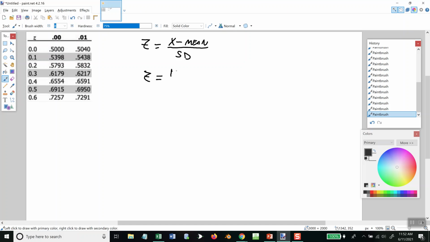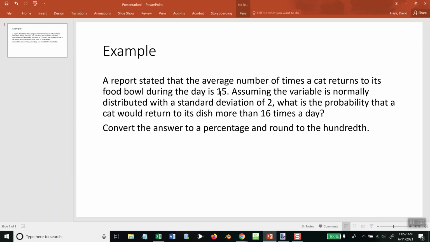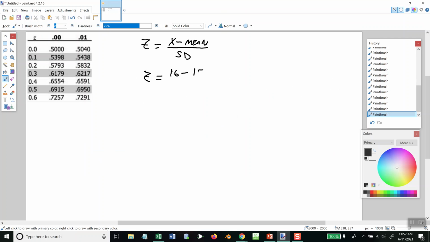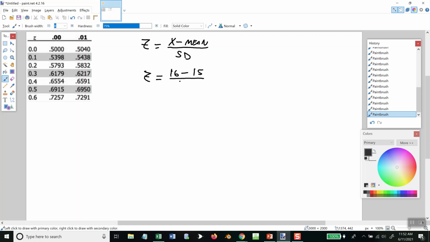Not to mention, the other numbers tell you their mean and standard deviation. So this one says it's the average, the 15. This other number, the 2, says it's the standard deviation. Usually those are pretty obvious. I can actually do this one in my head, since I made up the numbers. I chose nice numbers. 16 minus 15 is 1. 1 divided by 2 gives us 0.5.